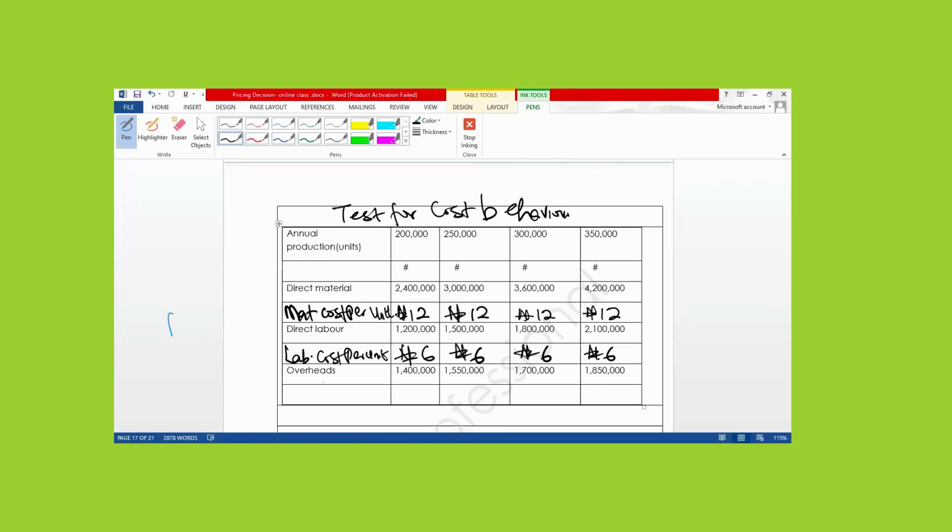Now overhead, let's test. 1.4 million divided by 200,000. What is overhead cost per unit? 7 naira. Are we good? 1,550,000 divided by 250,000. What do we have here? 6.2. Check here. 1.7 million divided by 300,000. What do we have? 5.67.